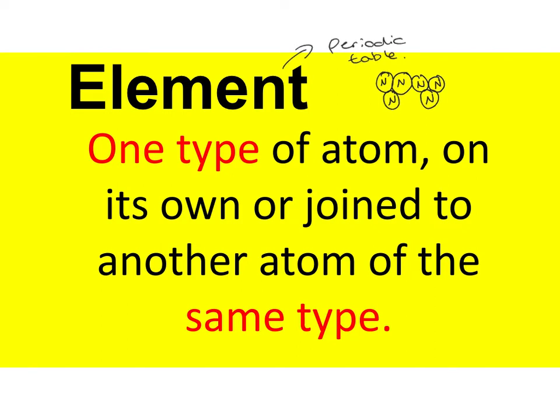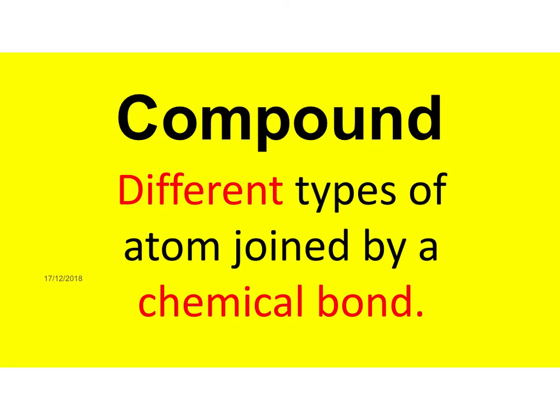Okay. So compound. A compound is different types of atoms joined by a chemical bond. So you could have sodium joined to chlorine, or we could have hydrogen joined to oxygen. Okay, they're compounds because they've got these chemical bonds. They're bonded together.